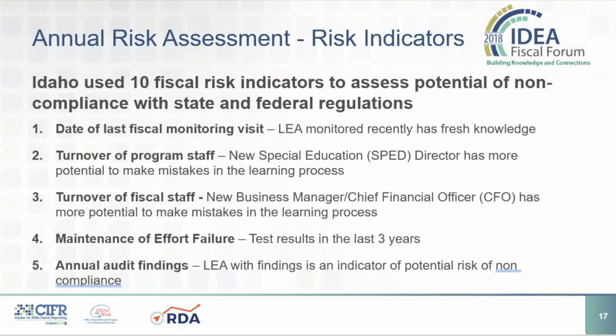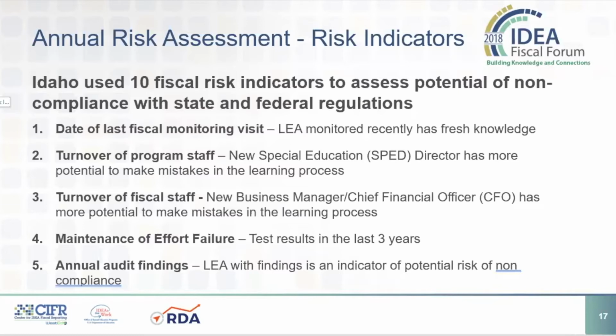We also have turnover of staff, program staff or fiscal staff. By program staff, I mean special education directors. And by fiscal staff, we mean business officials. A new person in the position trying to learn a new job is more likely to make mistakes, because when you're new, you only know what you know. So it's a risk factor that is incorporated in the risk assessment. We also have the maintenance of effort failure. How often the LEA failed their MOE test over the last 3 years?